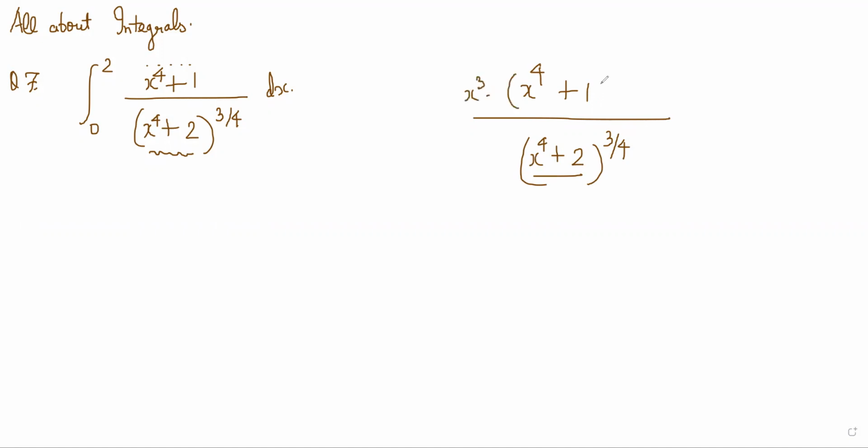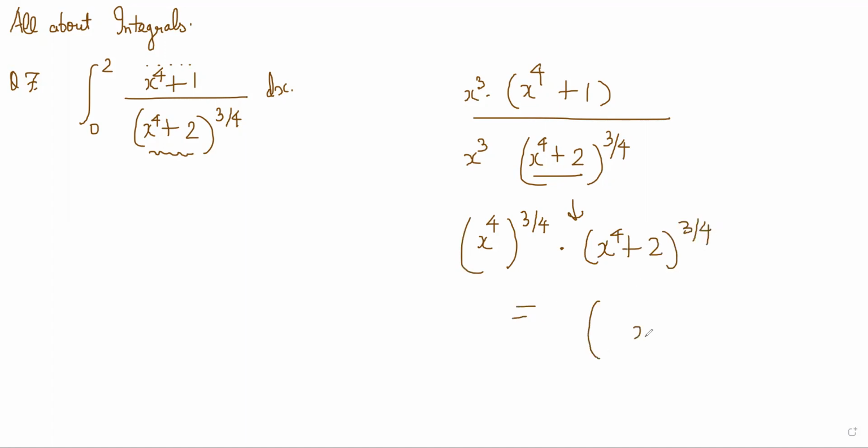X power 3 if I multiply up and down, right? So then here x power 3 can be written as x power 4 to the power 3 by 4, right? The denominator part. And this is x power 4 plus 2 to the power 3 by 4. So the denominator becomes (x power 8 plus 2x power 4) to the power 3 by 4. And the numerator becomes x power 7 plus x power 3. Now, is that useful to us? Let's try it out. Like if we take this as t, what happens?